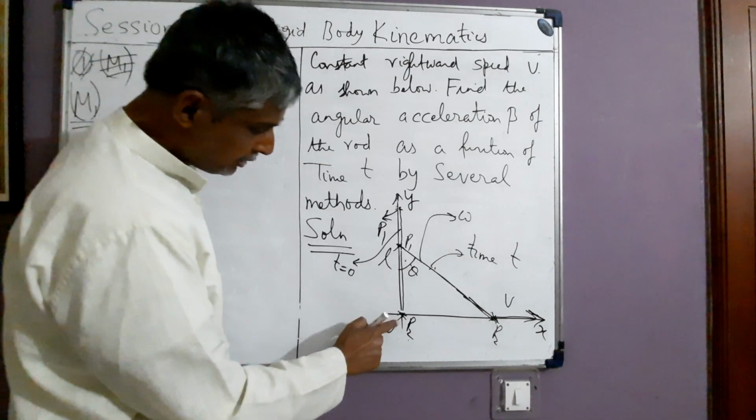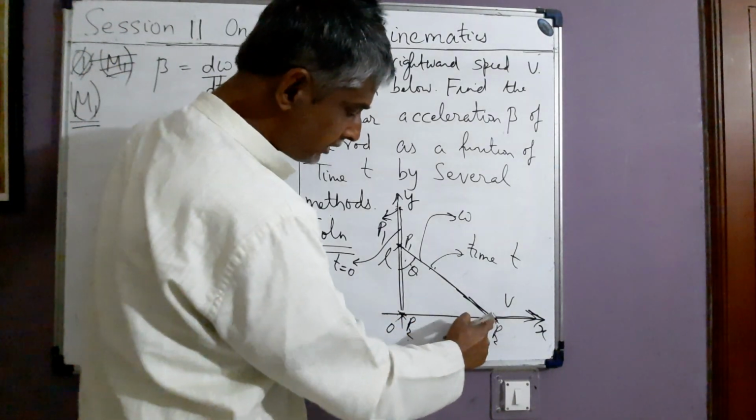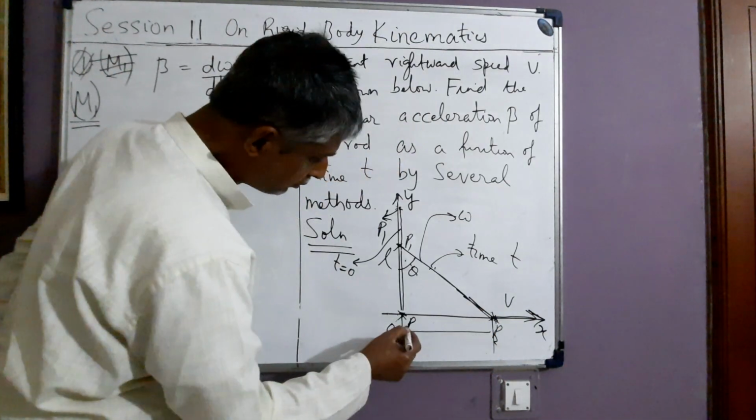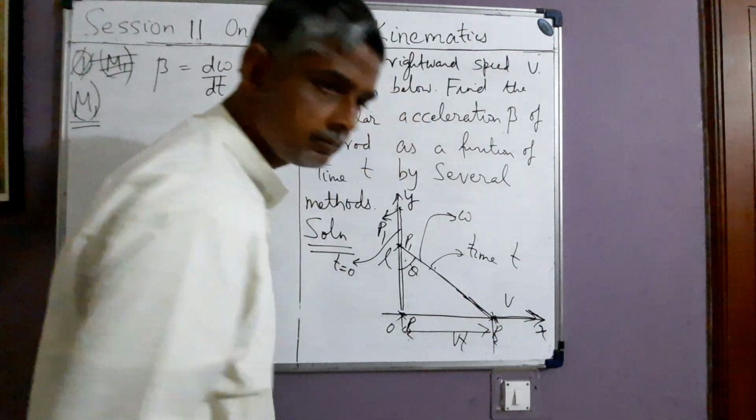See, initially P2 was at origin. T seconds later P2 comes here. P2 is moving rightward at a constant speed v. So in t seconds, P2 will move a distance of how much? Vt, speed into time.